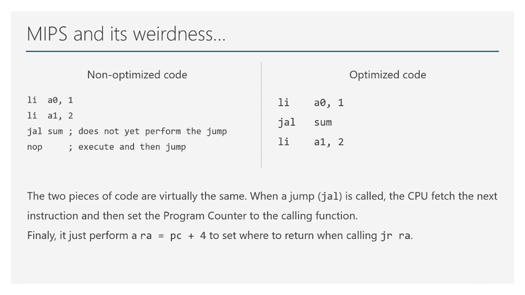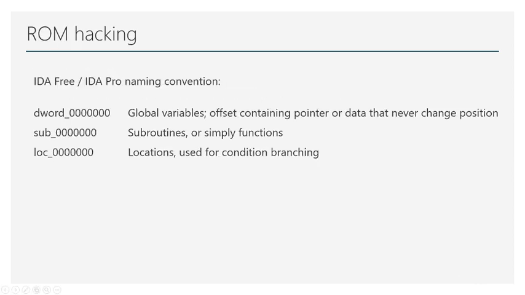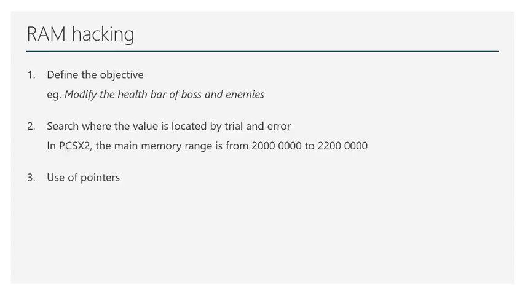And what else? RAM hacking, oops, I just jumped a slide. So RAM hacking: when we want to perform RAM hacking, we want to define the objective. So for example, the objective of this tutorial will be to modify the health bar of bosses and enemies. For that, we use Cheat Engine, which is one of the memory analysis tools. That's my favorite one. And we want to search the value first by trial and error.